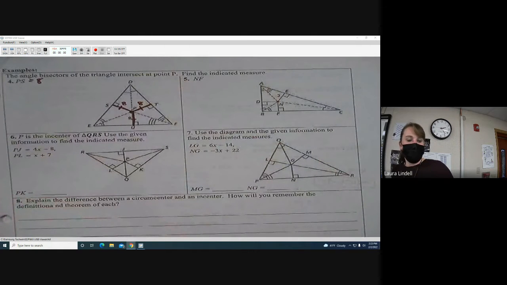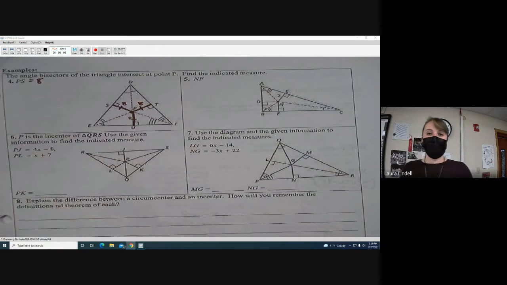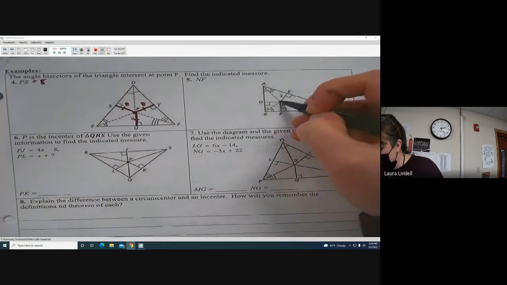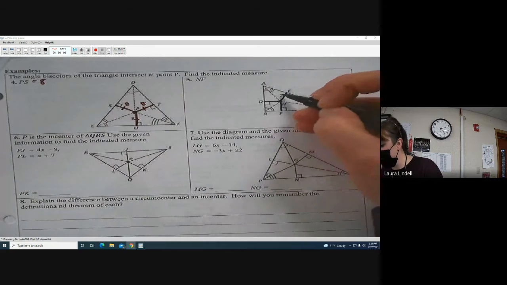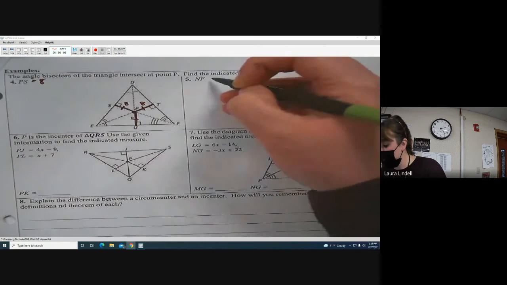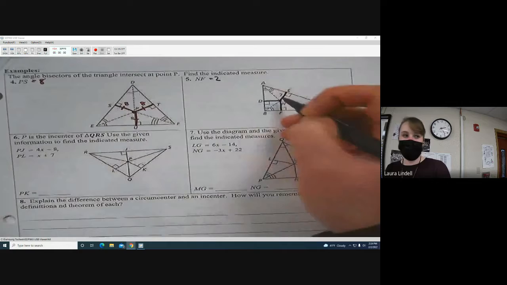Cool. Same kind of thing happens for number 5. So pause the video real quick and do number 5 on your own, and then we'll check it. All right, hopefully you paused it and did number 5. On number 5, N is the incenter. So all of these are the same. So NF will also be 2, since these all three will be 2.